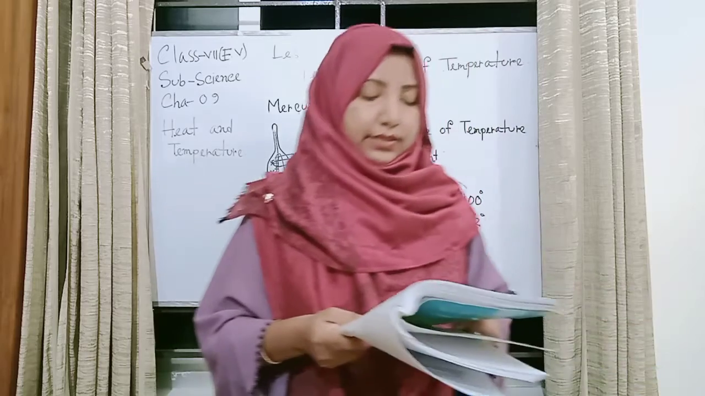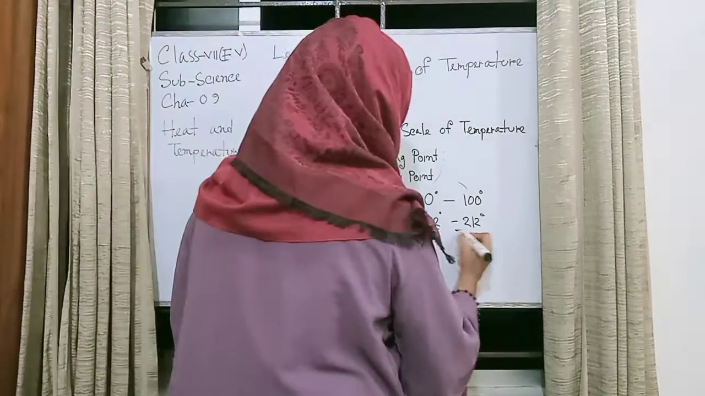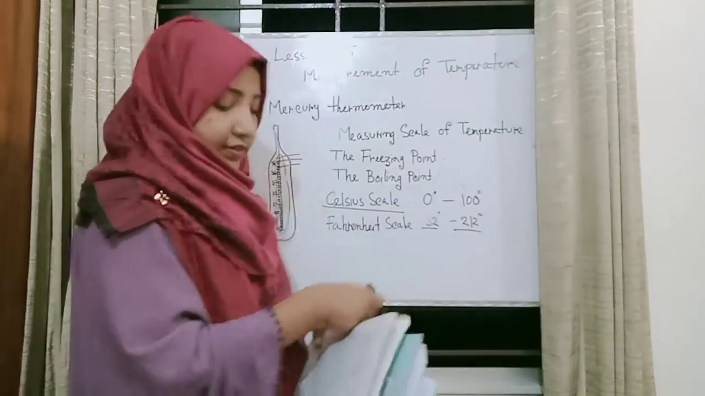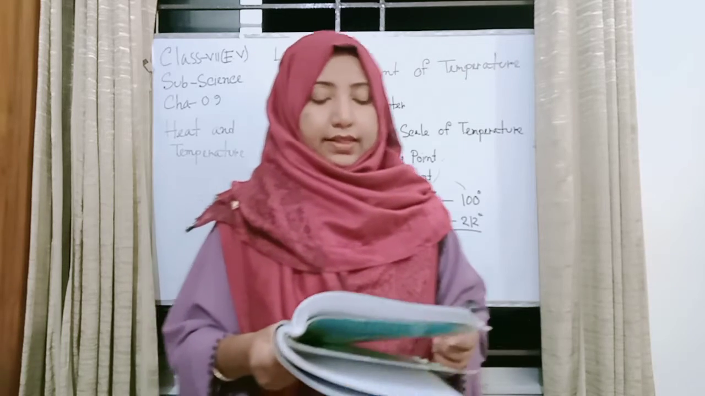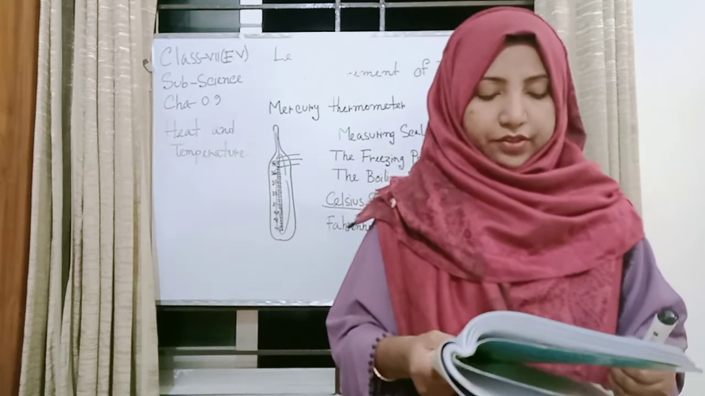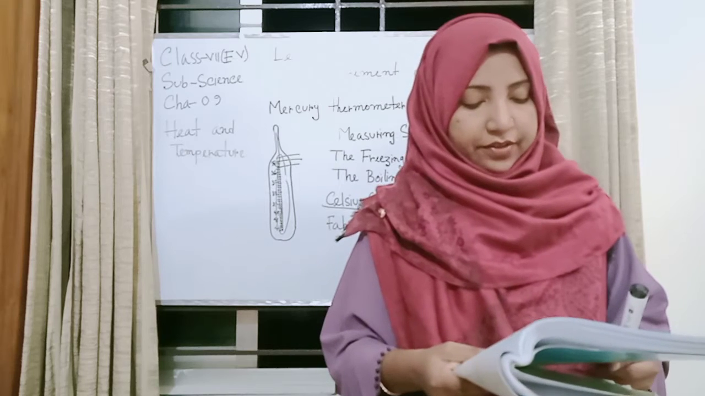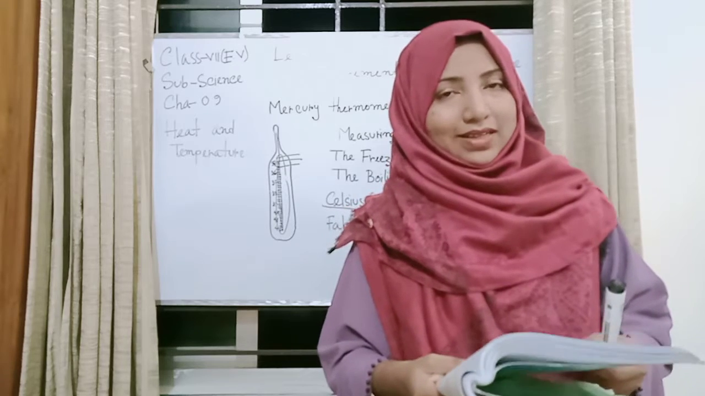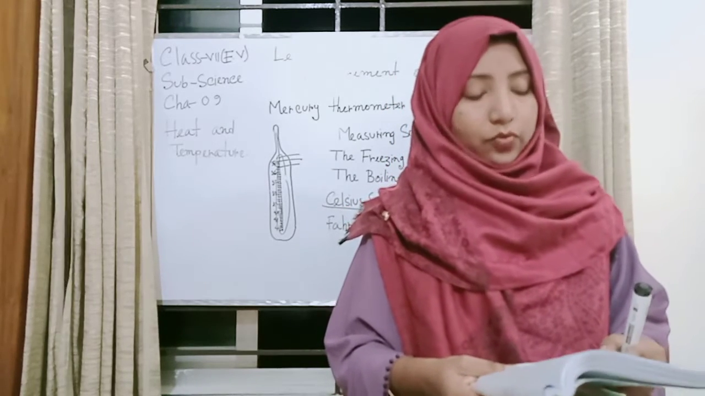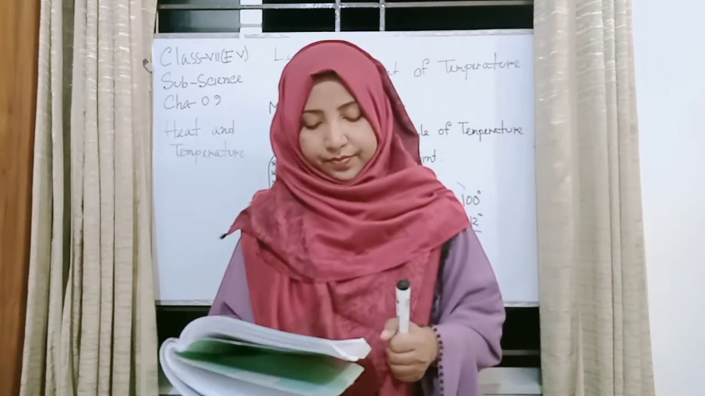Now, the Fahrenheit scale. What's the scale of the Fahrenheit? 32 to 212 degrees Fahrenheit. In this scale, the freezing point is marked 32 degree and the boiling point is marked 212 degree. The interval between the 2 points is divided into 180 equal divisions, that is 212 minus 32. Each division is called 1 degree Fahrenheit.